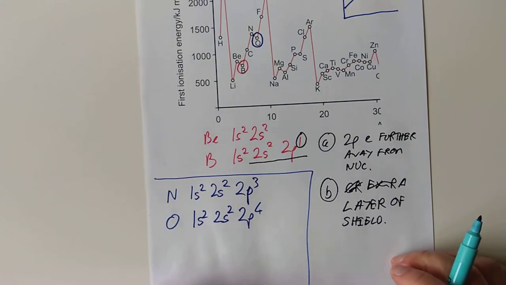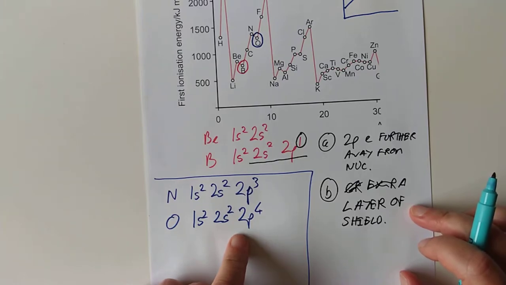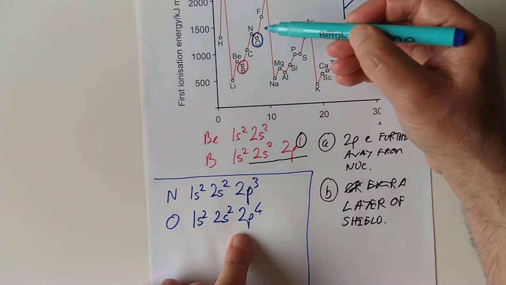Okay, none of these is going to apply here, because we're not skipping up to another layer. There's no extra shielding or anything. So why is oxygen lower?